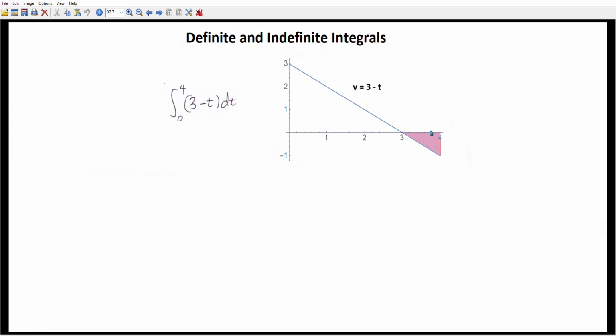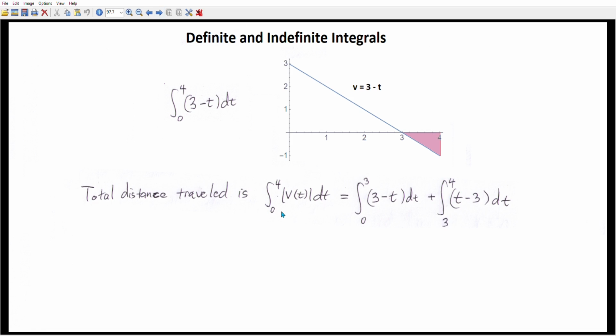To get this to actually be the total distance traveled, this pink region needs to count as positive, and we're going to have to take the absolute value. Okay, so the integral from 0 to 4 of absolute v of t, which will now count this as positive, is going to be the integral from 0 to 3 of 3 minus t, plus the integral from 3 to 4 of the negative of this, which is t minus 3.